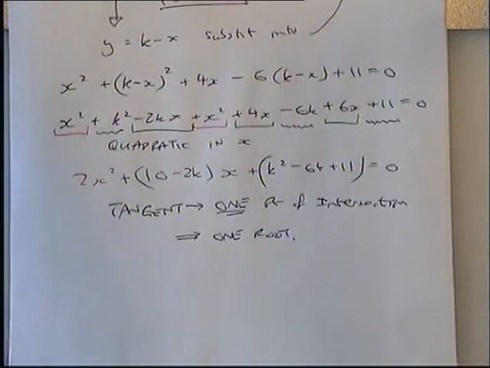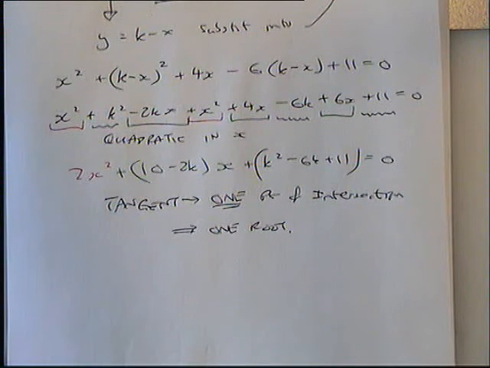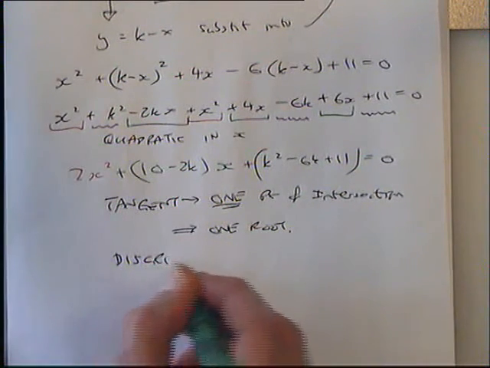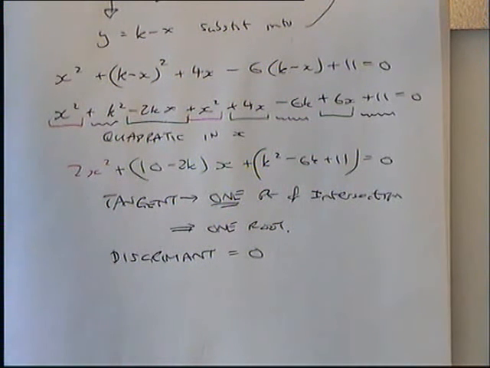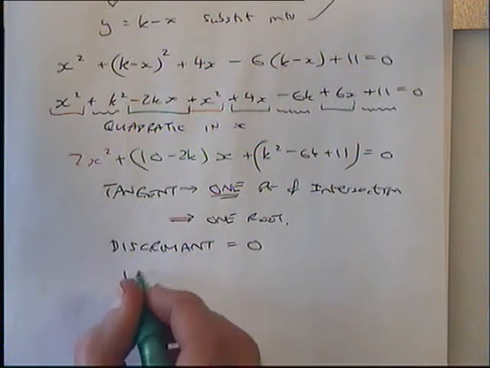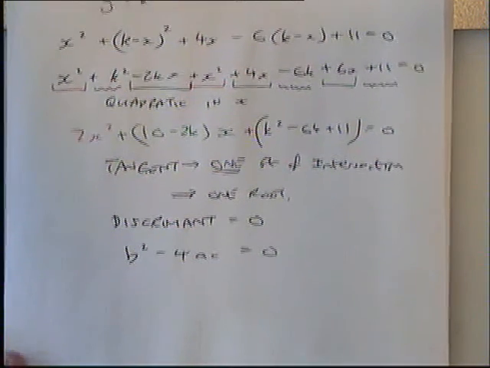One root, quadratic equation. What bells should that be ringing in your heads? Discriminant, I heard somebody say. So we should be thinking discriminant equals 0. If we've got one root from a quadratic equation, discriminant equals 0. What's the discriminant? B squared minus 4ac equals 0.